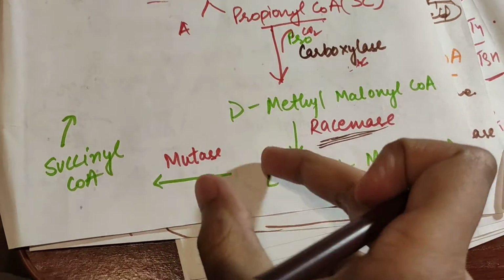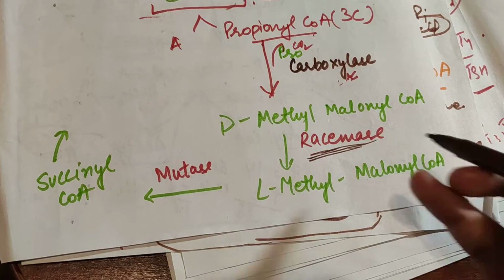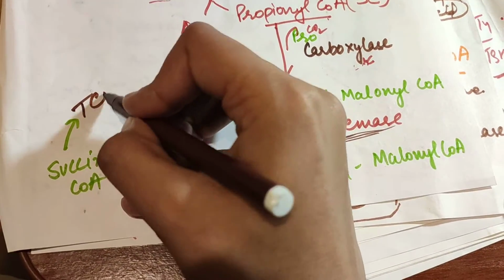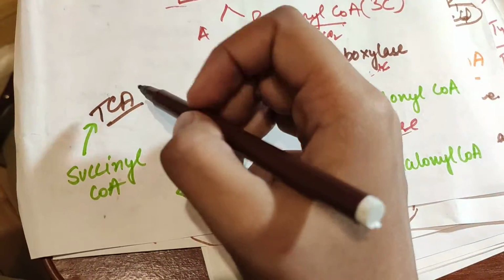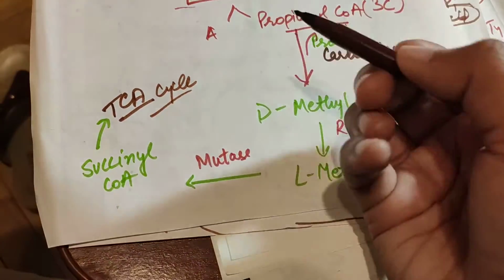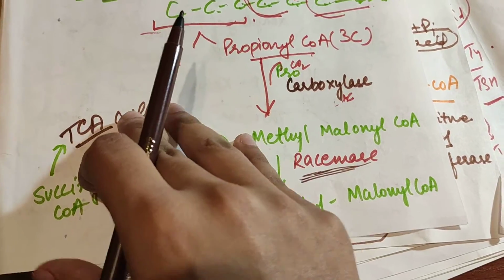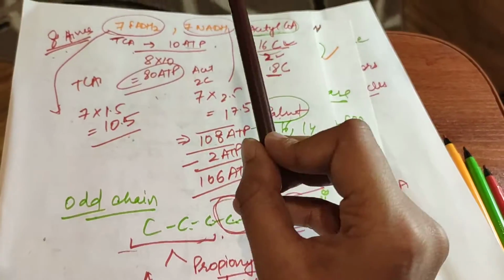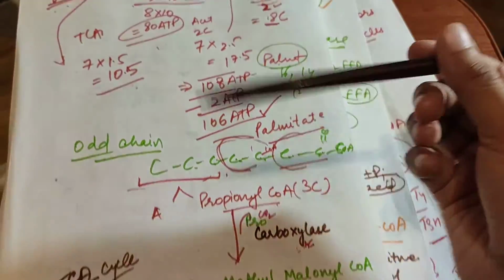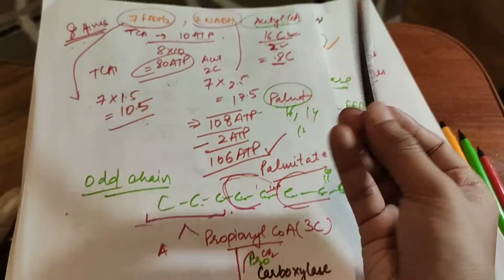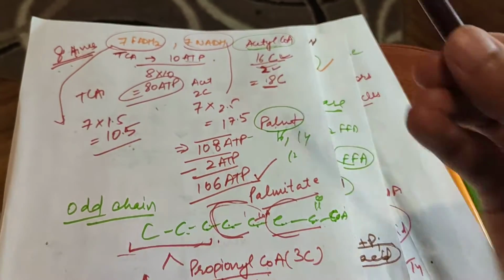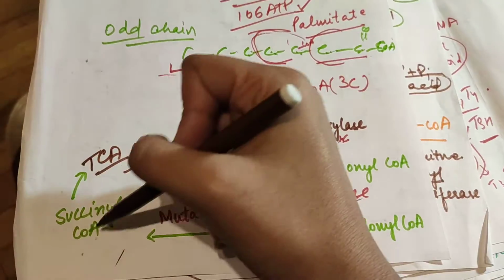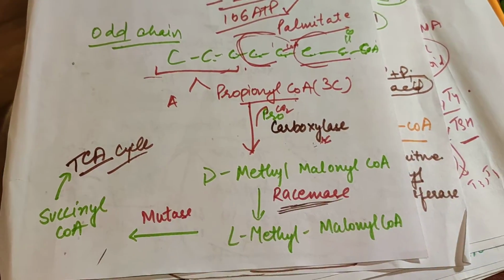Then you have a mutation: the methylmalonyl has to convert into succinyl coenzyme A. And you know succinyl coenzyme A is an intermediate of the TCA cycle. So it will go into the TCA cycle, the Krebs cycle will be repeated, and you will get 10 ATP. What I was saying is, when there was an even chain, acetyl coenzyme A was produced, which also has to go to the TCA cycle. Here succinyl coenzyme A is formed, so it also has to go to the TCA cycle.